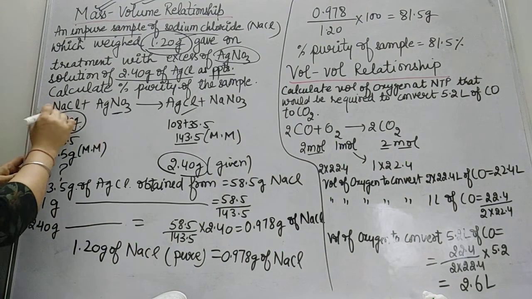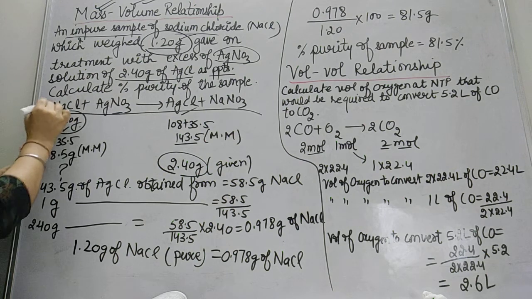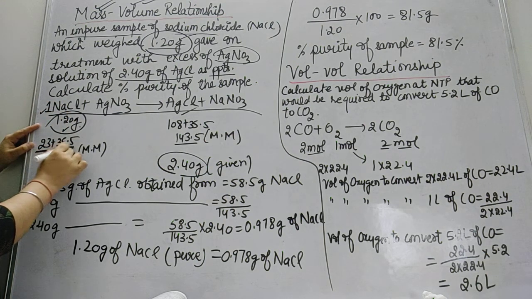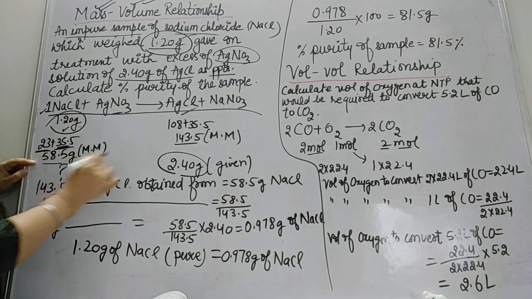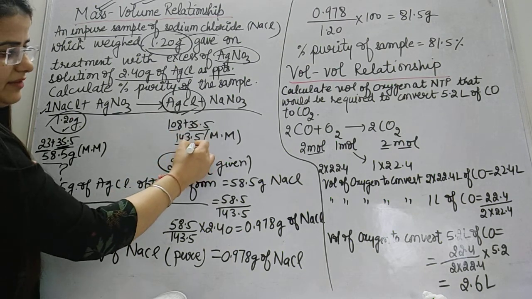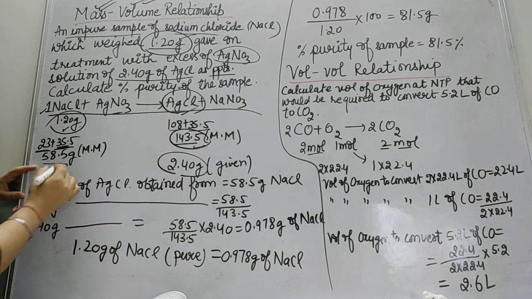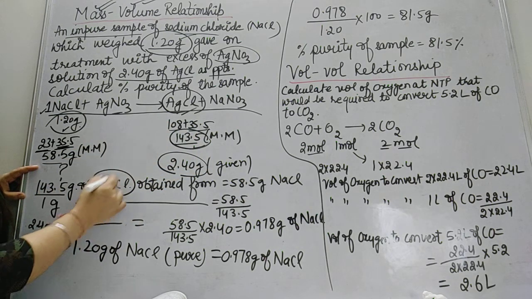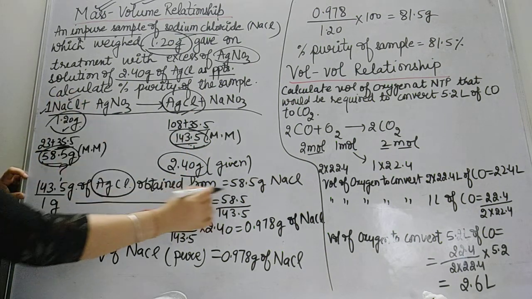So let's see how we will solve. This is a balanced chemical equation I have written. So this is 1 mole, right? I will just write its molecular mass. You can see here the molecular mass is 23 plus 35.5, which is 58.5. Here the molecular mass of this is 108 plus 35.5, which is 143.5 gram. So you can correlate, just compare it: 143.5 gram of silver chloride is obtained from 58.5 gram of sodium chloride, right?